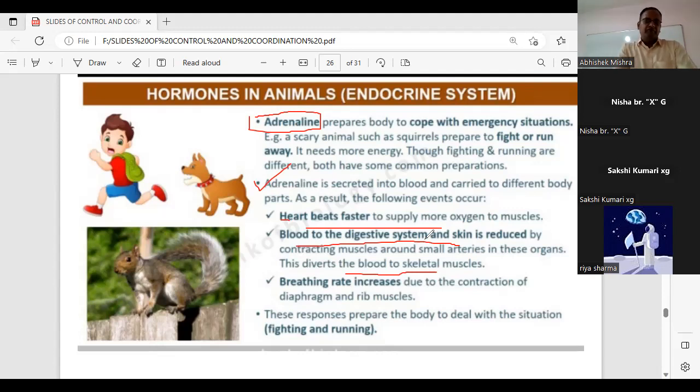So what happened? When we fight or take flight, adrenaline is secreted into the blood to increase our heartbeat. The breathing rate increases, and more glucose is added to the blood to give us instant energy.